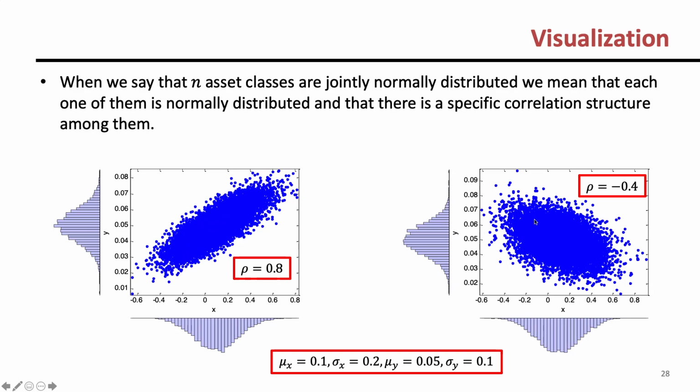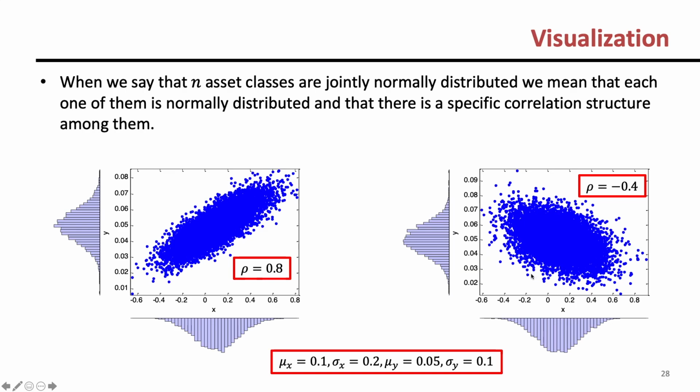In the second graph, instead, I've used the same two variables, X and Y, same expected return, same standard deviation, but a negative correlation. That is less strong and is negative. So as you can see, this time when X is high, Y tends to be low, and vice versa.